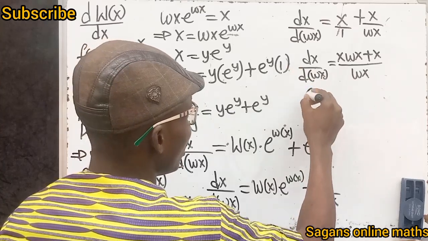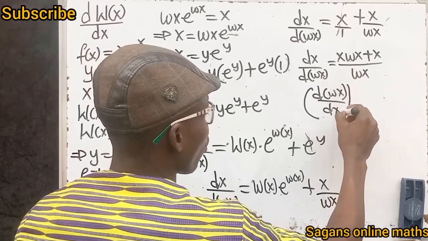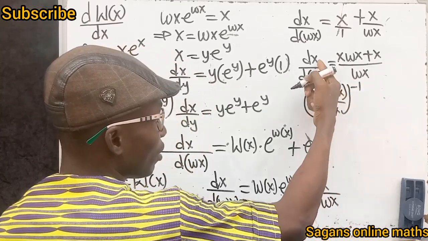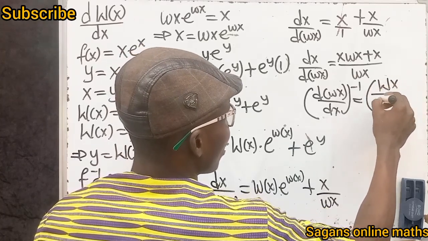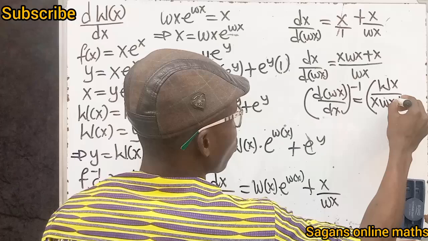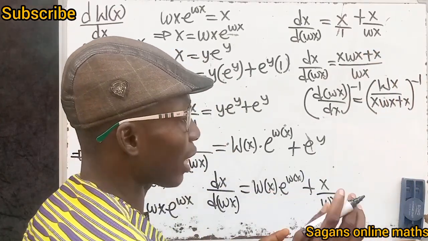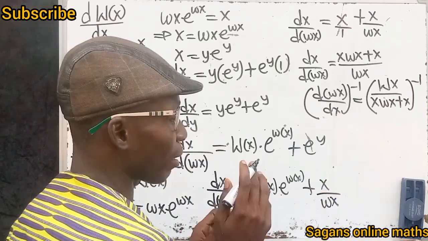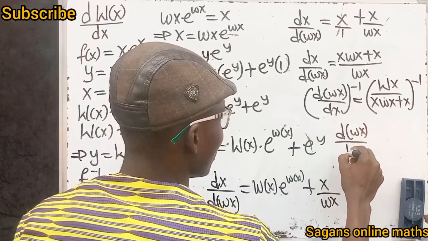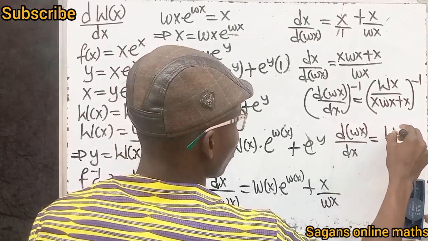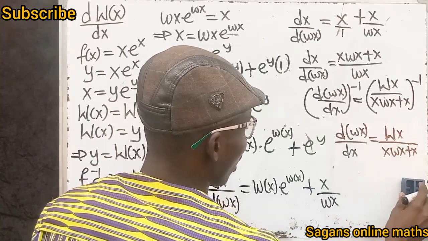So let's take the inverse. That means the derivative of x divided by x to the power of minus 1. Because if we simplify this, we are going to have this back, equal to the same thing here. Now if we multiply both powers by minus 1, we are going to have the derivative of x divided by s equals w of x divided by x, w of x plus x. Now this is amazing.